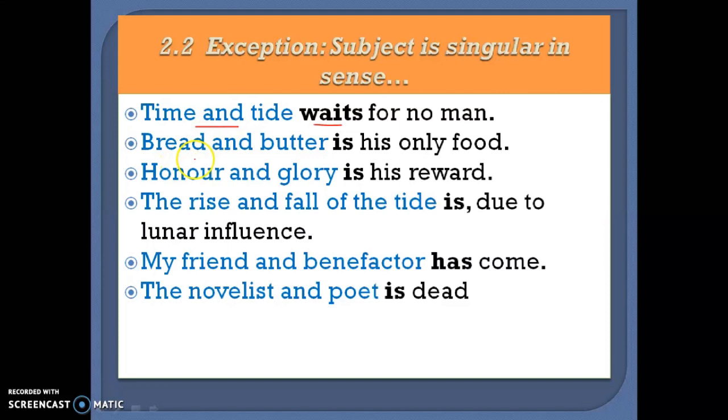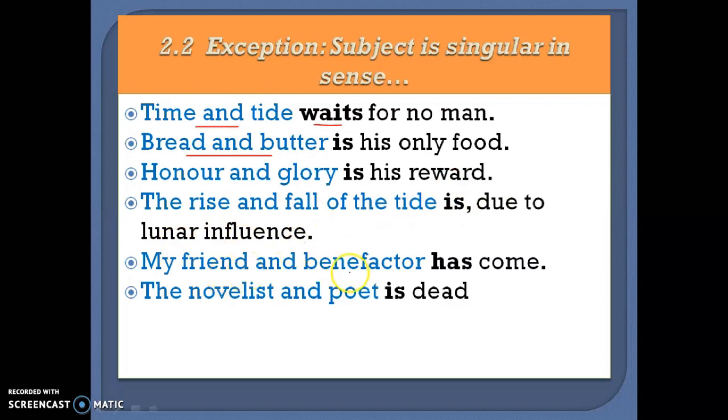Bread and butter is his only food. Bread and butter, both these things indicate the same thing, that is food. Honor and glory is his reward. The rise and fall of the tide is due to lunar influence.